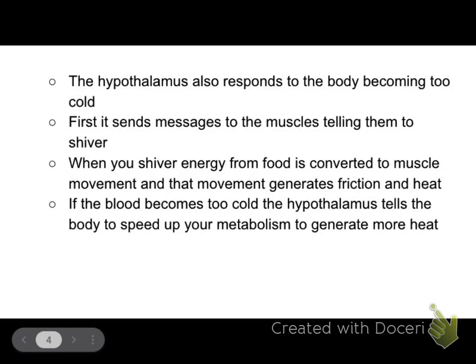And then if your blood becomes even colder, then the hypothalamus will tell your body to speed up your metabolism. So speed up the rate at which you are breaking down food. That will also produce more heat for you. And then if your body gets even colder, your brain will tell your body to pull the blood to your core to try and keep your heart and lungs and those systems of your body running, which is why you tend to get frostbite on your extremities first, because your body will start pulling blood away from them. And then eventually, if you get too cold, your body will go unconscious.